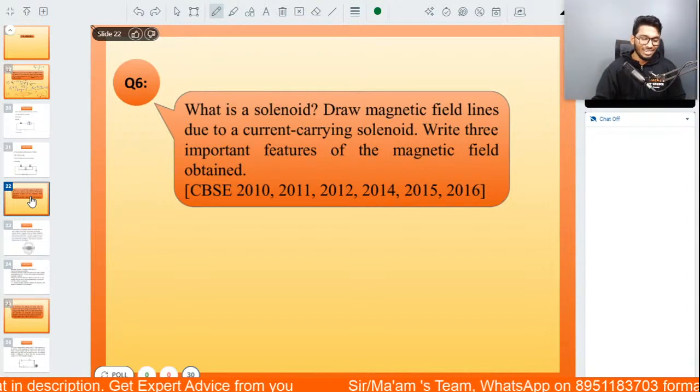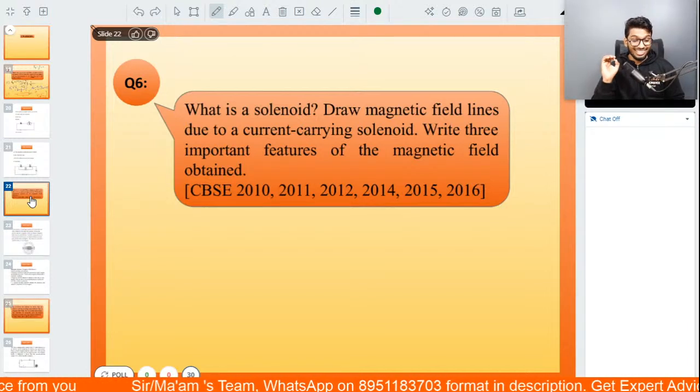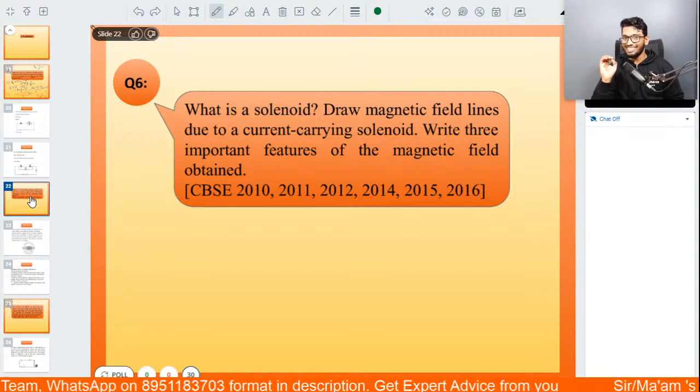For 6 years back to back, they have asked this question. For 6 years. You can imagine how lazy the CBSE board is.